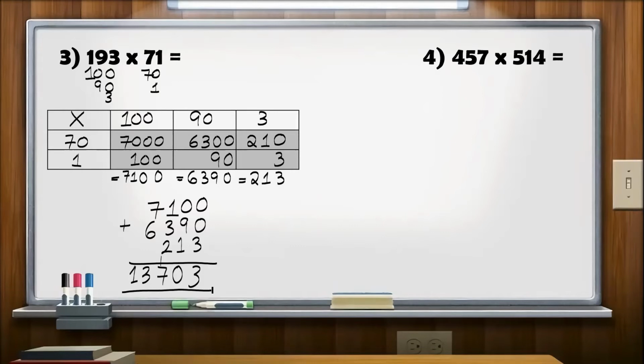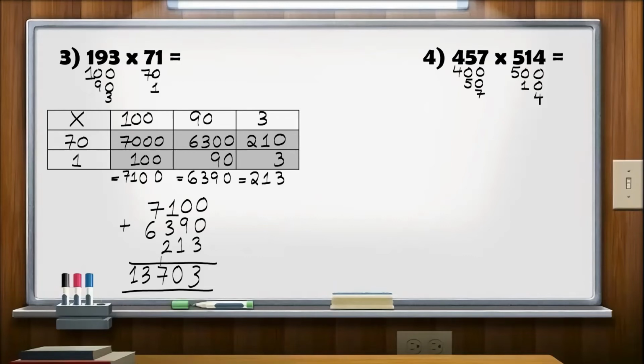Now, moving on to question number 4. I have 457 times 514. As I have done in my previous 3 examples, I'm going to partition the numbers. So 457 is 450 and 7. 514 is 510 and 4.